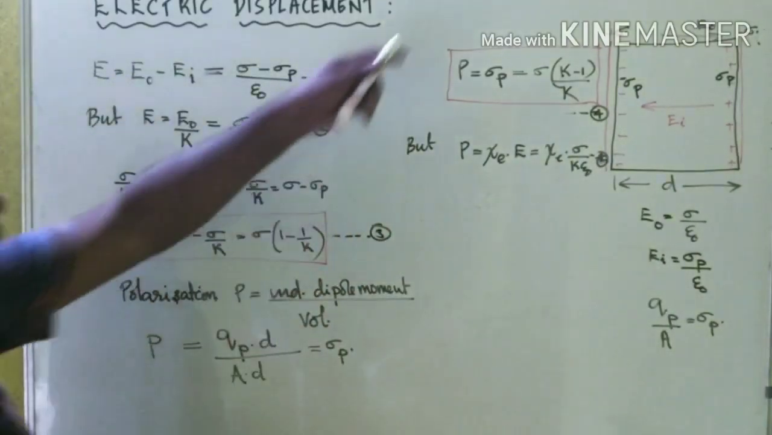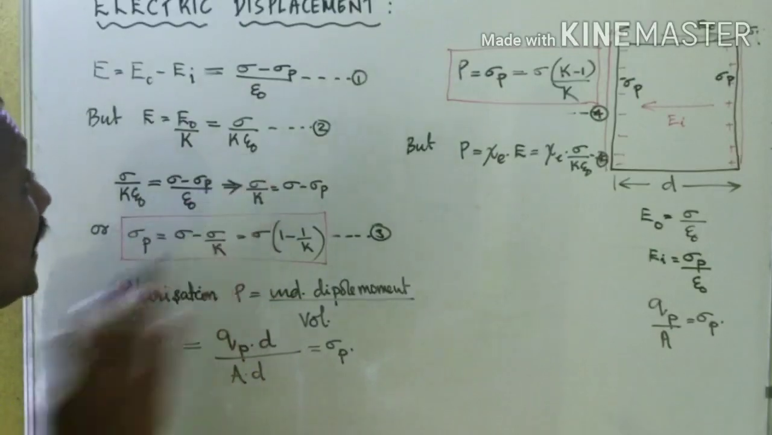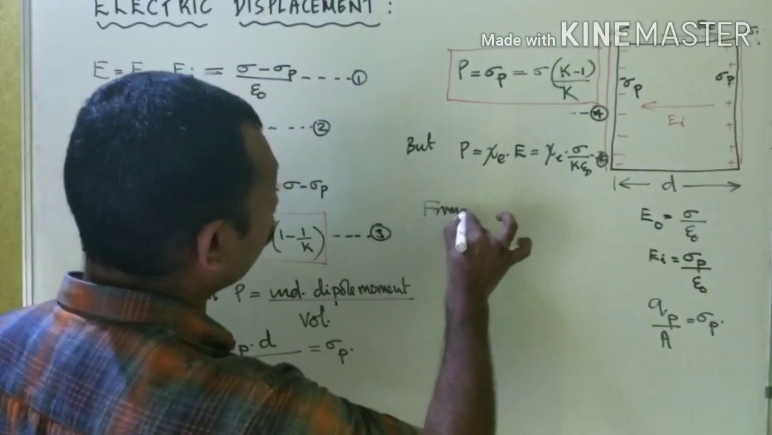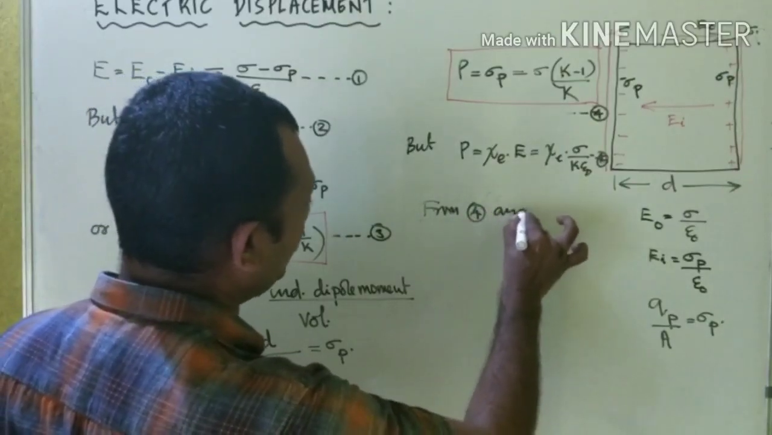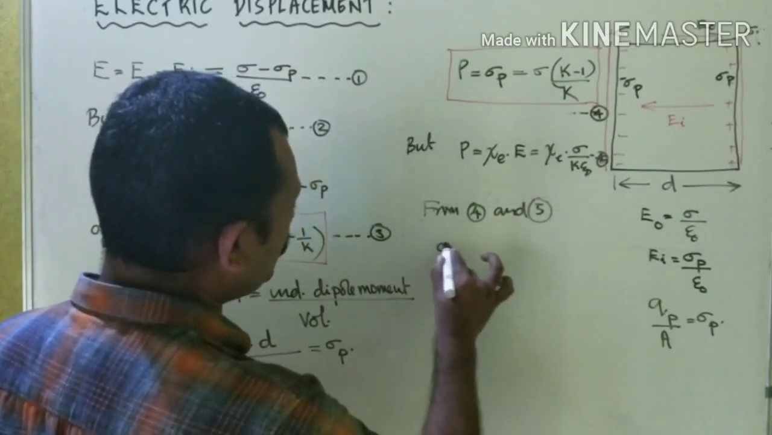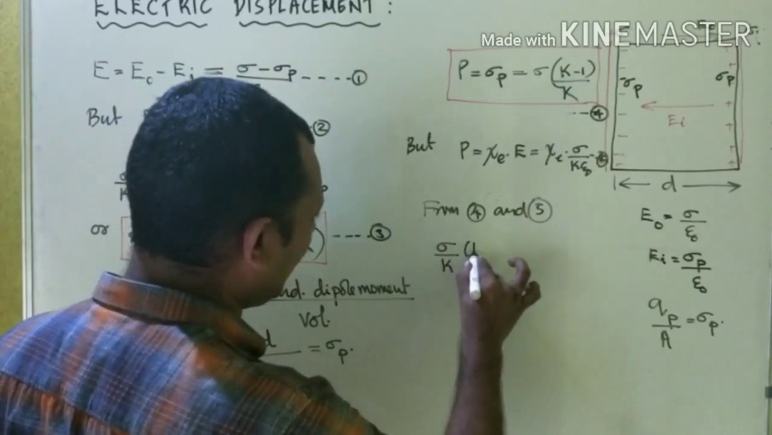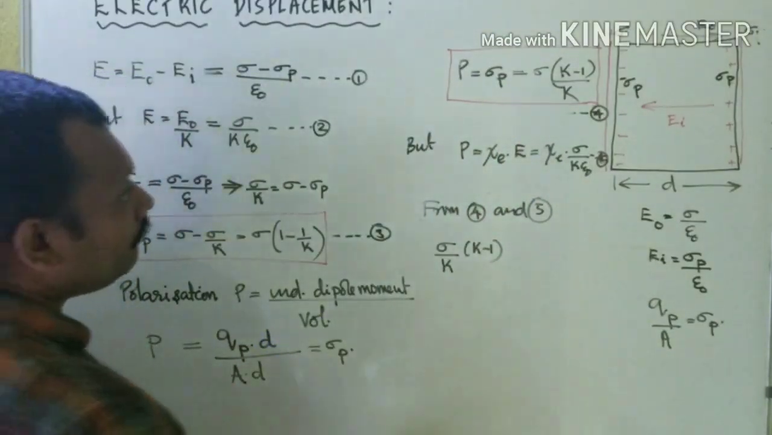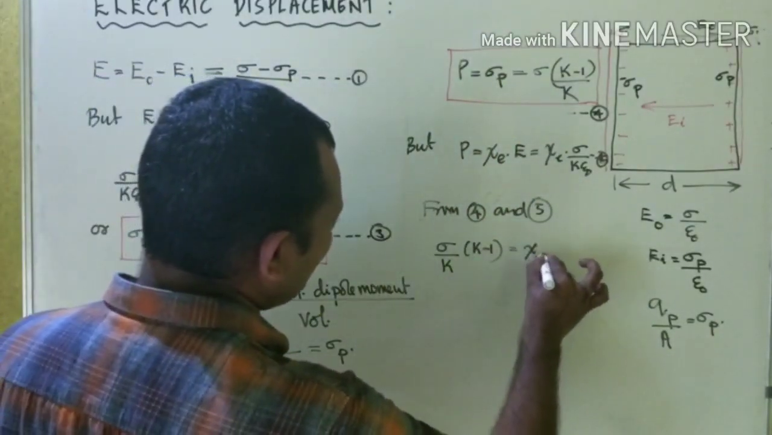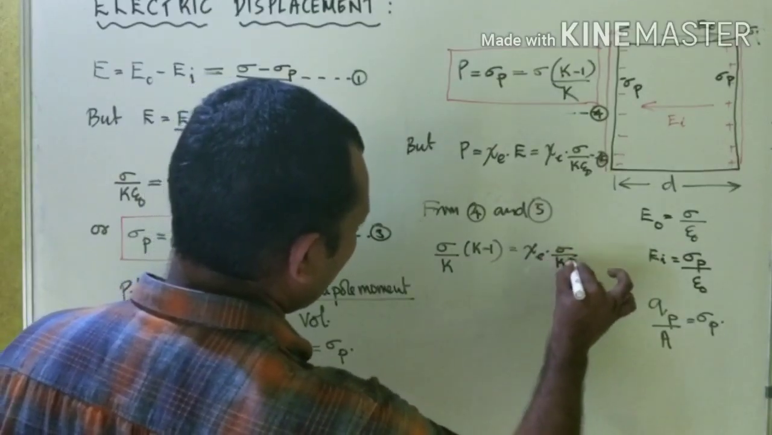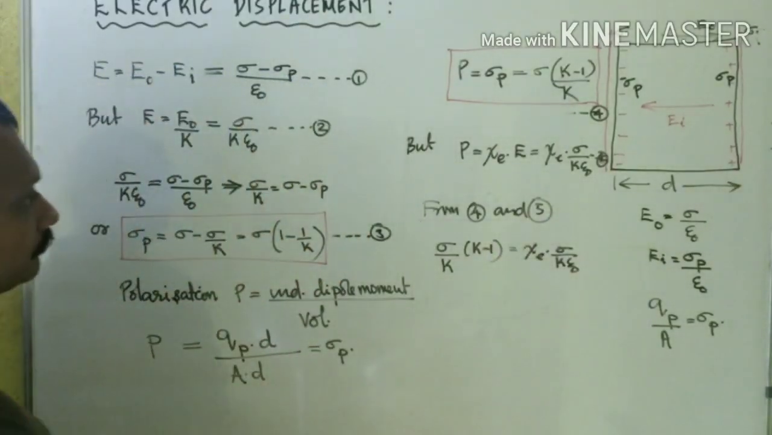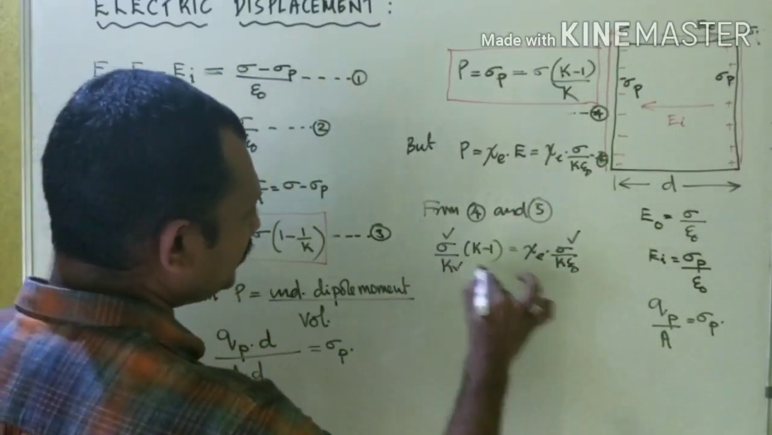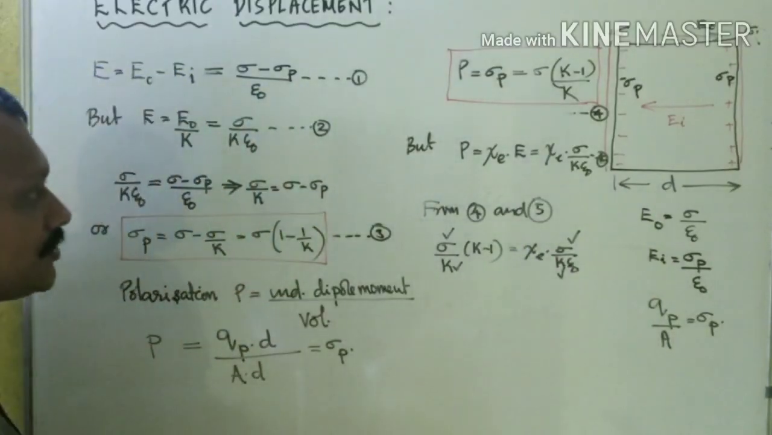Now look at equations 4 and 5. The left hand side is just the same, which means from equations 4 and 5, sigma by K into K minus 1, which is equation number 4, left side is polarization, that is equal to chi E into sigma divided by K epsilon 0. Which means both sides we have sigma, which can be cancelled. There is another K on both sides, that also will be cancelled.